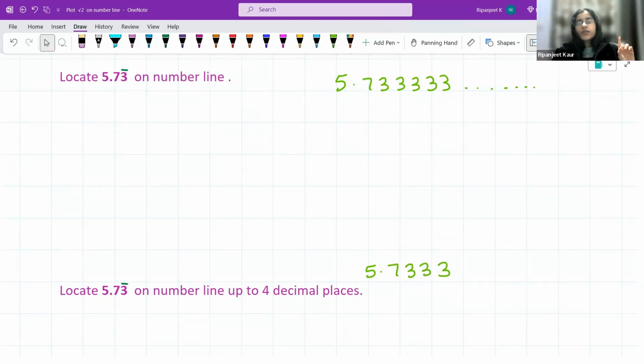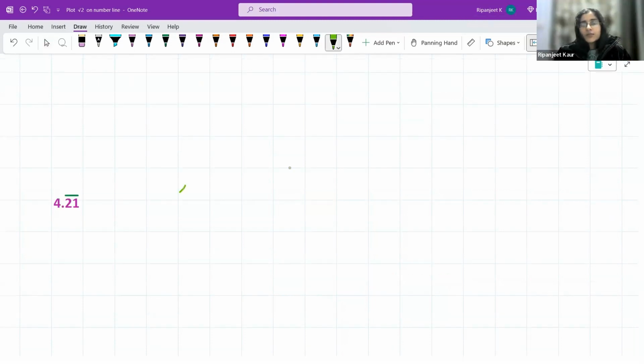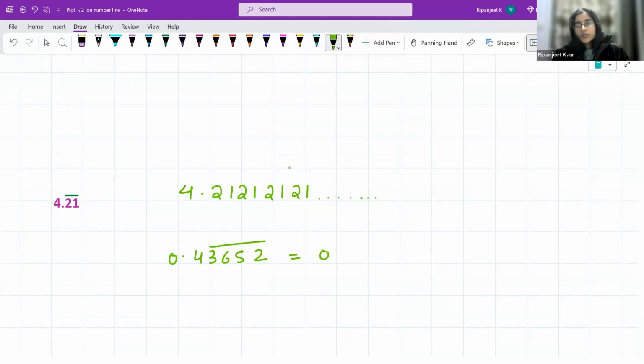Now, this bar was only on a single number. What if the question is this? How many numbers are repeated? Well, the bar is on 2 numbers. So it is 4.21, 21, 21, 21, and so on it goes. So 21 is the repeating block. Okay, what if the number is 0.43652 and the bar is on these 4 numbers? Yes. So we are going to repeat these 4 numbers. So the repeated version would be 0.43652, 3652, 3652, and so on.